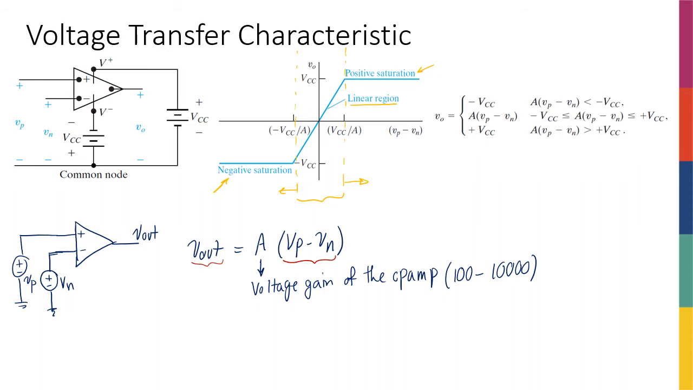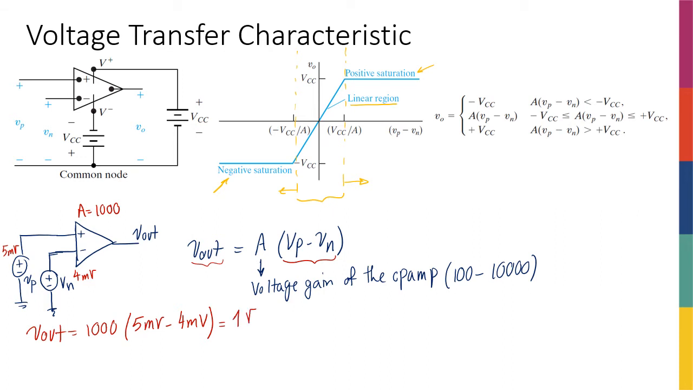For example, if Vp is, let's say, 5 millivolts and Vn is 4 millivolts and A is 1000, then V out is going to be 1000 times (5 millivolts minus 4 millivolts). So I'm going to get 1000 times 1 millivolt, so it's going to be 1 volt.